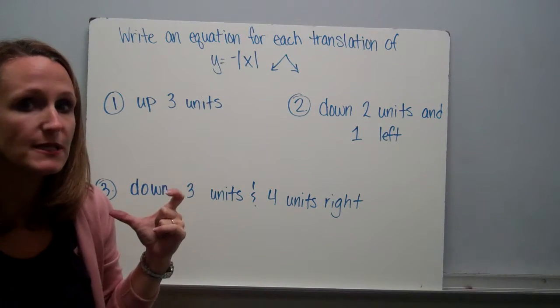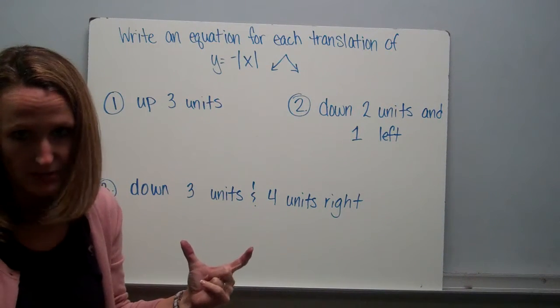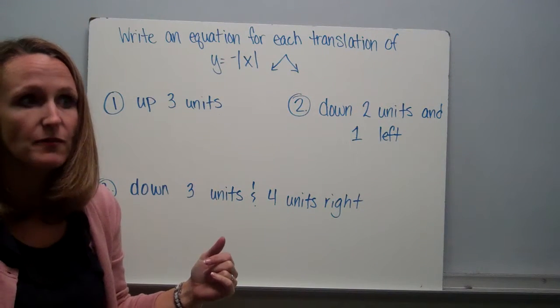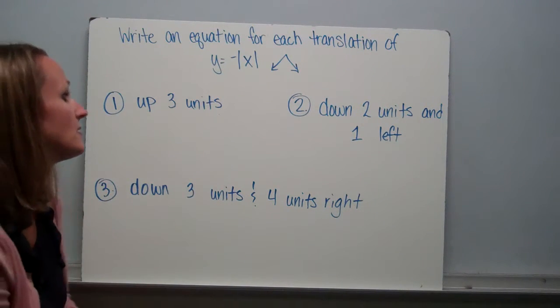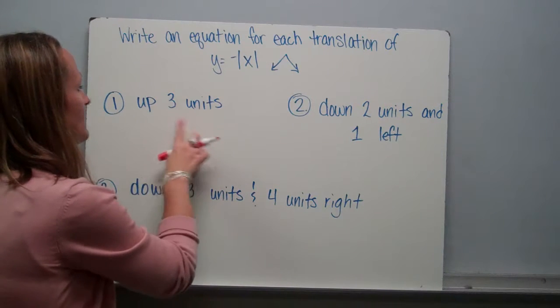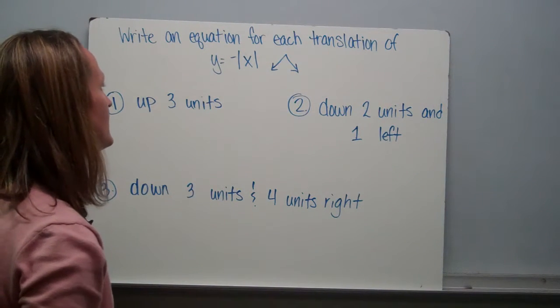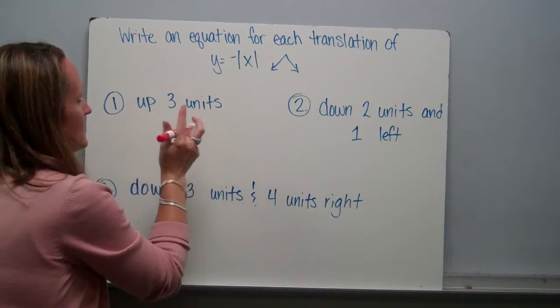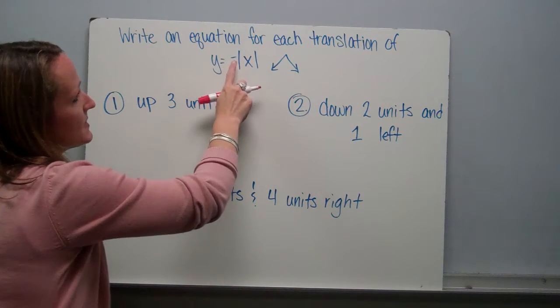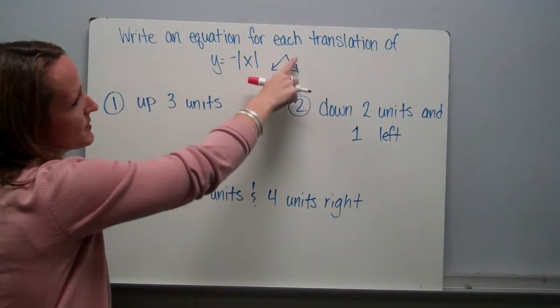You have to remember to put your plus or minus inside the absolute value bars, and you have to remember to put a plus or minus on the outside. So let's put everything together. So for the first one, we just want to write a translation that goes up 3 units. Well, and this is the opposite of the absolute value, which means it looks like this.